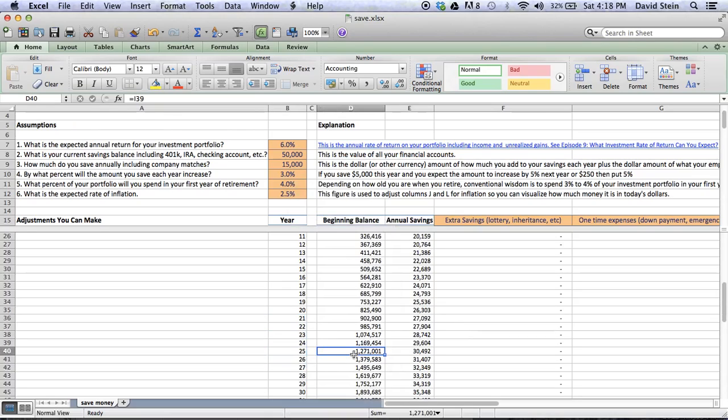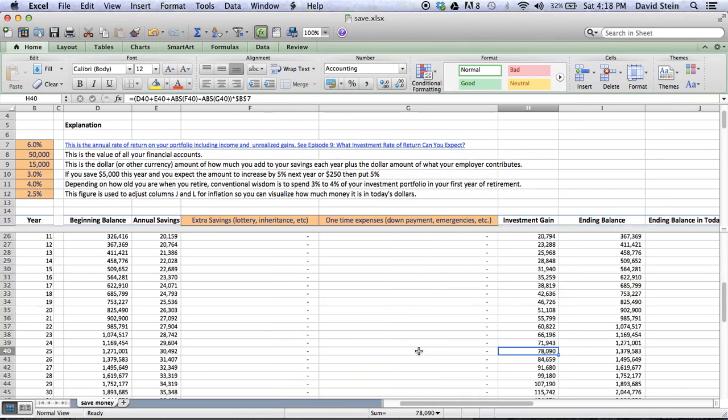So you're beginning a balance in your 25th year of savings, so you'd be 50. Given these specific returns up here, 6%, you start with 50,000, you're putting 15,000 in the first year and adjusting it. So 25 years from now, if you adjust that amount, you save that $15,000 by the inflation rate of 2.5%, you would save $30,000 that year, and your investment gain that year would be $78,000. So the overall balance of your portfolio would be $1.3 million.